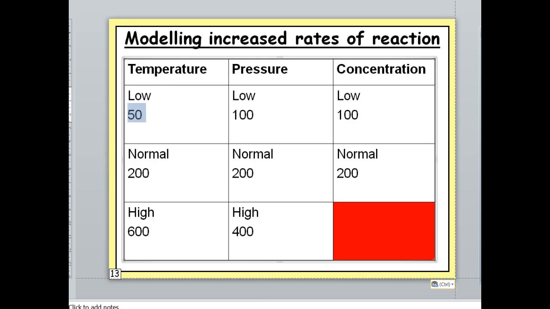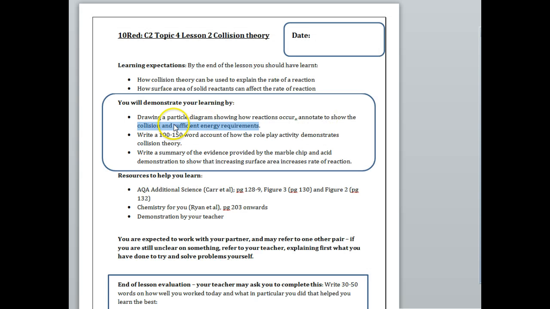So the last bit of the lesson was to write this summary of the evidence provided, write the 100 to 150 word account of how the role play activity demonstrates collision theory. So that's the last bit of writing up, and this is probably the homework that I will have set you. So hopefully all these notes will help you with this lesson. As I say, there was a lot to get through, so this is provided to help you finish off.